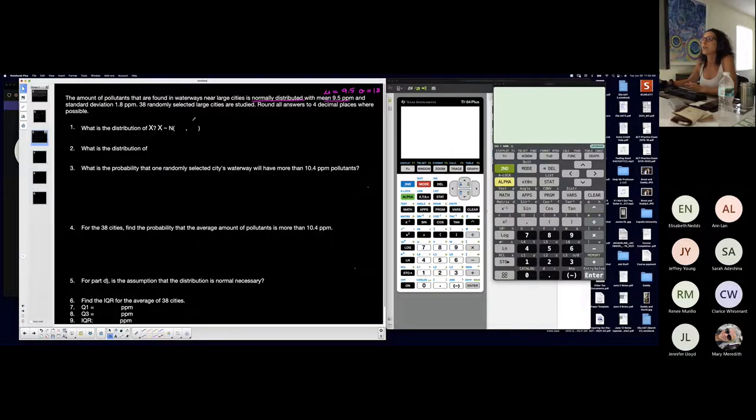So they give me this. I'm taking the words and converting them to my notation. That's the population mean and the population standard deviation, which represent the amount of pollutants found in waterways near large cities. That's my population.